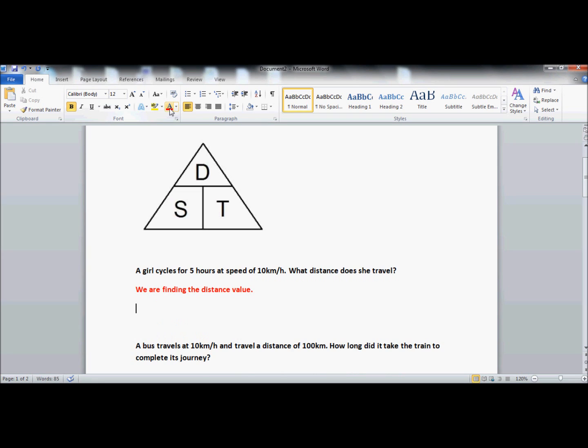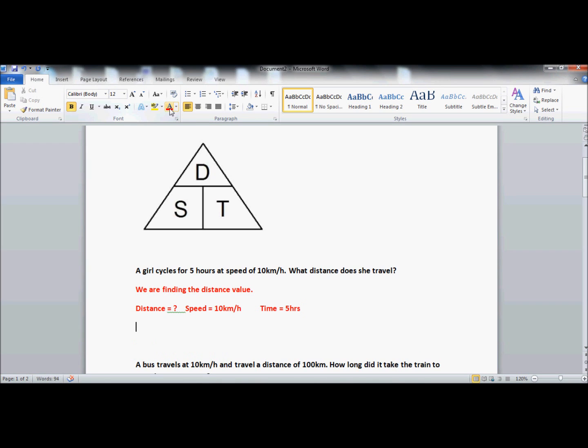And what values do we know? Well, let's just go through all of them. There's three values: distance equals question mark, because that's the one we're finding, and speed equals 10 kilometers per hour, while time equals 5 hours.